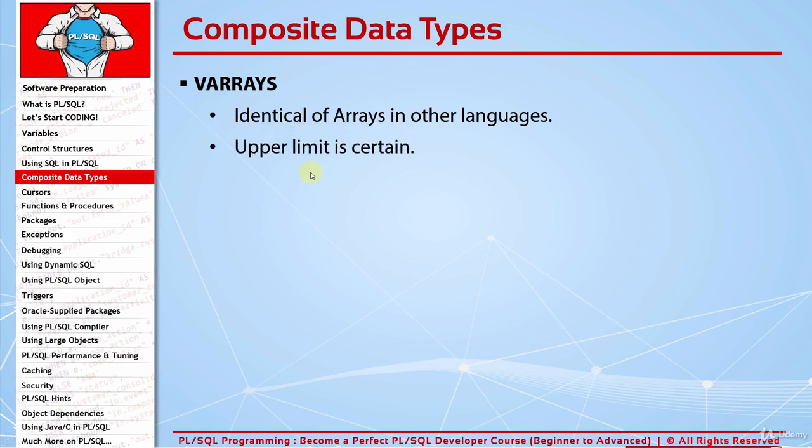We use V-arrays when we want that our upper limit is certain, but this restricts us since we cannot update this limit. So we need to be sure that our program will not add any value exceeding this limit. Otherwise, we will get an error.